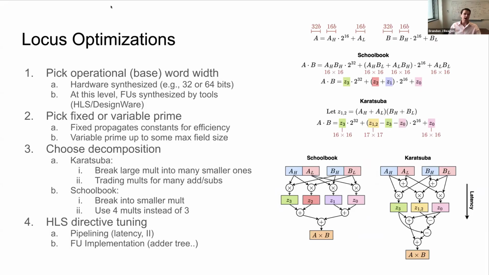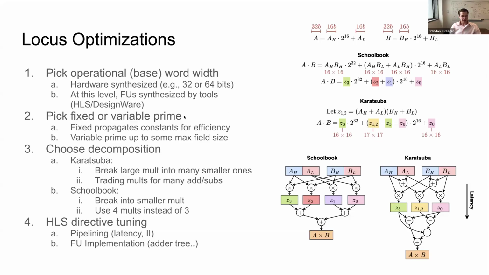So what does Locus let you do? Well, first, it lets you pick the operational word width, as we call it. You can think of it as the base word width. That's the lowest level hardware parameter that's actually going to get implemented as hardware. So eventually you're going to have a hard fixed multiplier implemented in RTL. That's going to be the base word width. Typically, we use around 32 or 64, but this is fully parameterized, so it's up to you. And at that level, that hardware is going to be generated by the tool, either high-level synthesis directly by itself or something like DesignWare.